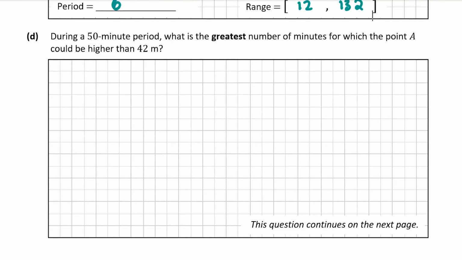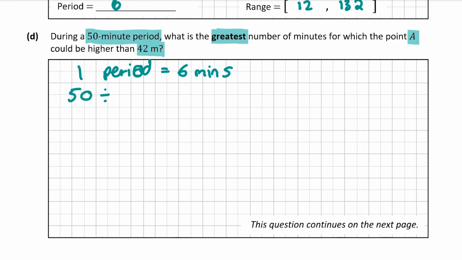On to question D. We're told that during a 50-minute period, what is the greatest number of minutes for which the point A could be higher than 42 meters? So in one period, there's 6 minutes. So how many periods are in 50 minutes? 50 divided by 6 is 8 periods plus 2 minutes. Because 8 periods is 48 minutes. So then we're going to add on those 2 minutes.